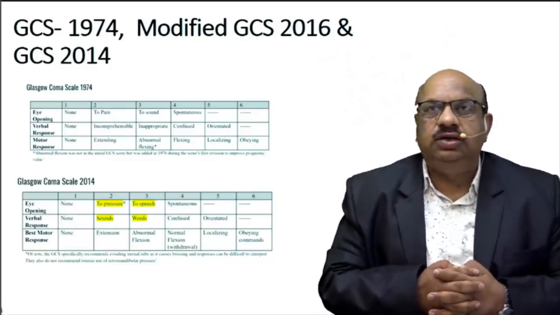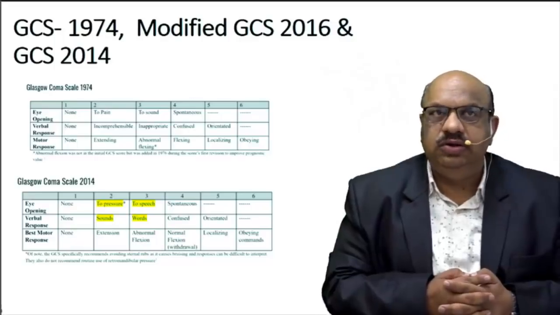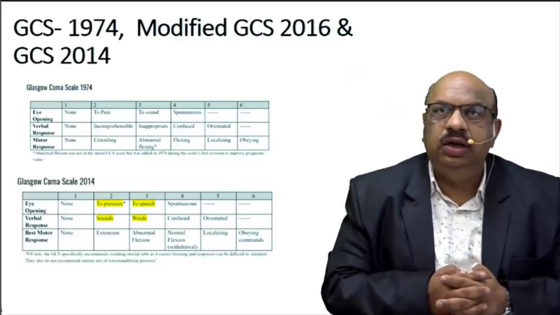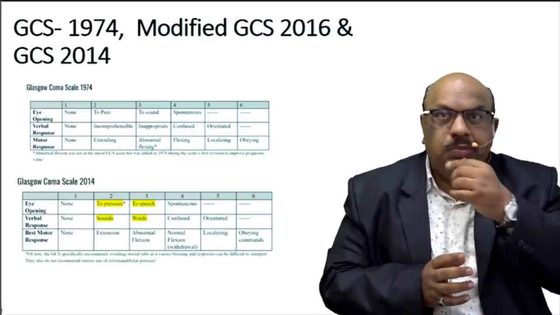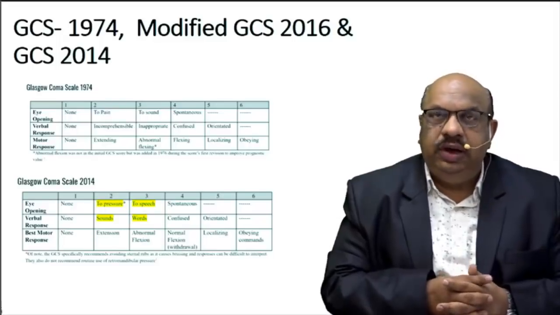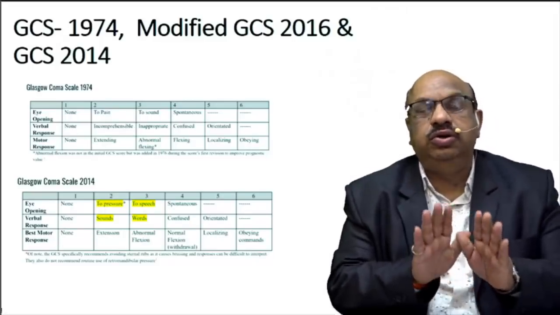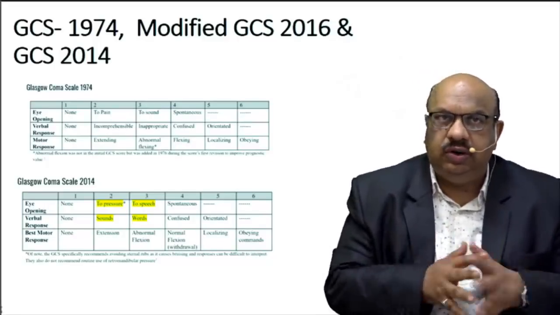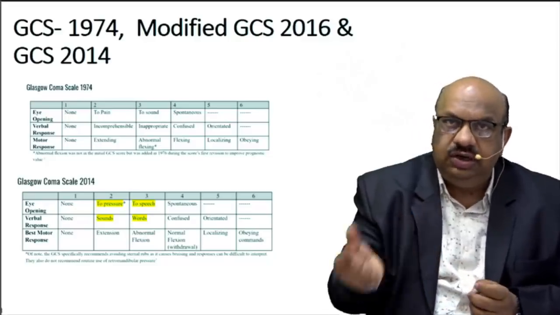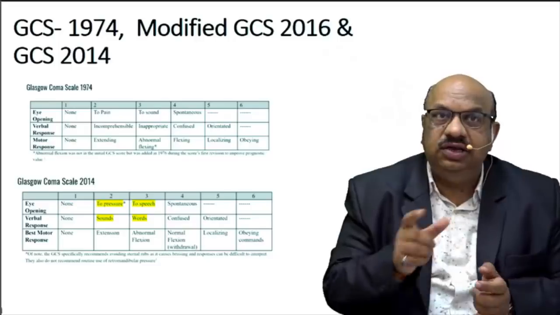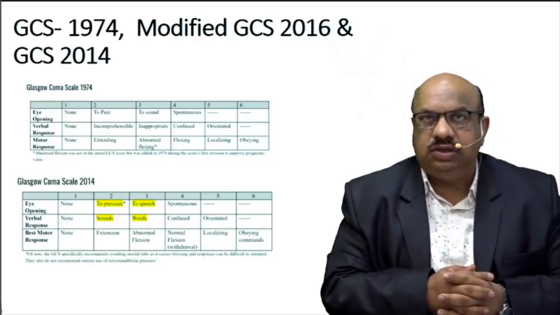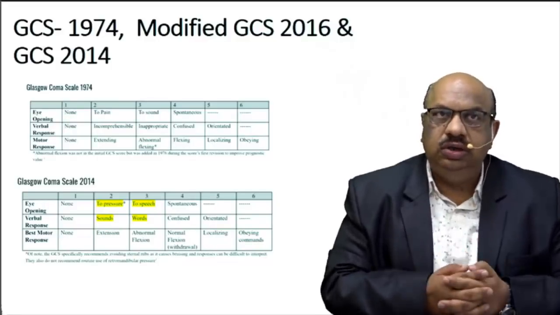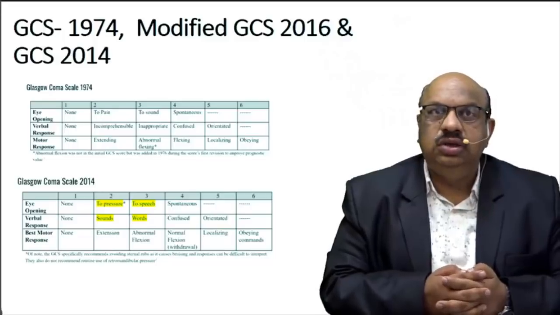The second change in terminology is in the verbal response. V1 is none, V2 was incomprehensible, and V3 was inappropriate. Now the terminology is much simpler. V2 is sound, V3 is word. Like if he is only producing sound, which was the incomprehensible terminology, now we call it sound. He is only producing sound, V2, and he is producing words. He is saying some words but not sentences, that's V3. And he is saying sentences but is confused, that is V4, and oriented is V5. So rather than incomprehensible, now the term is sound, and rather than inappropriate, now the term is word, for V2 and V3.